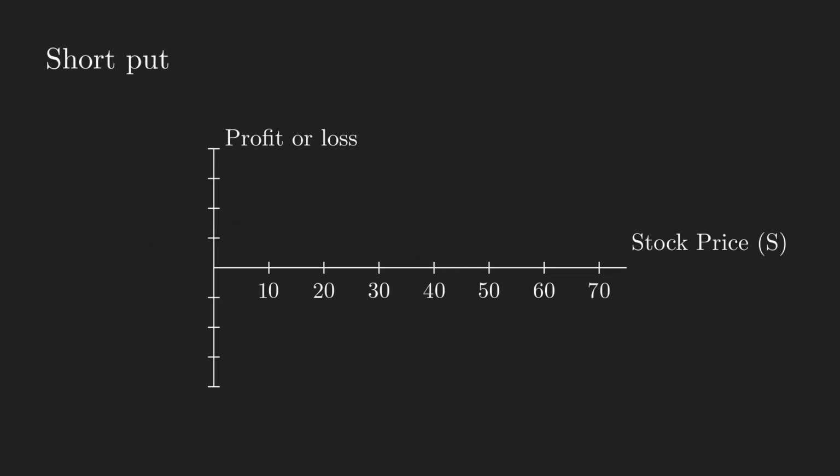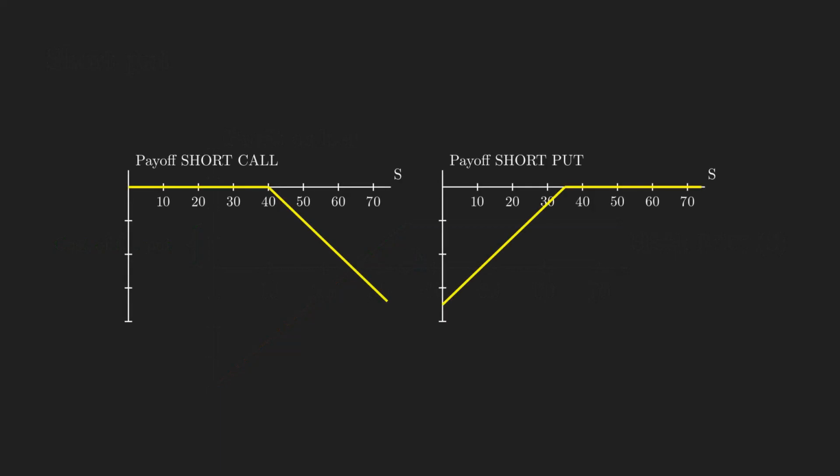For the short put, the same thing applies. We still profit at the beginning from the selling of the option. Then, if the stock goes under the strike price, we lose money. The payoff functions are these. In particular, for the short call, the payoff is the minimum between K minus ST and 0. For the short put, it's the minimum between ST minus K and 0.